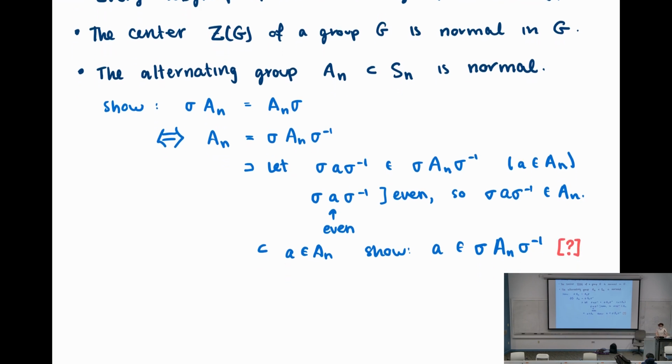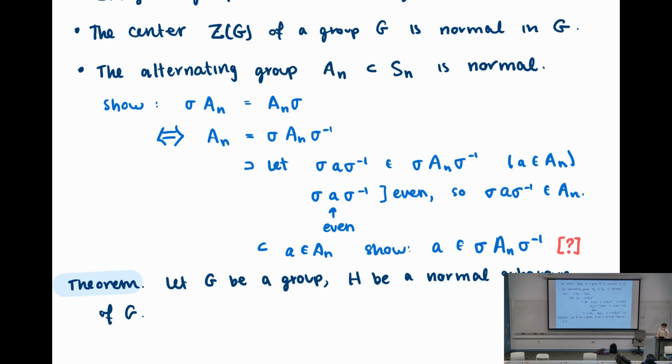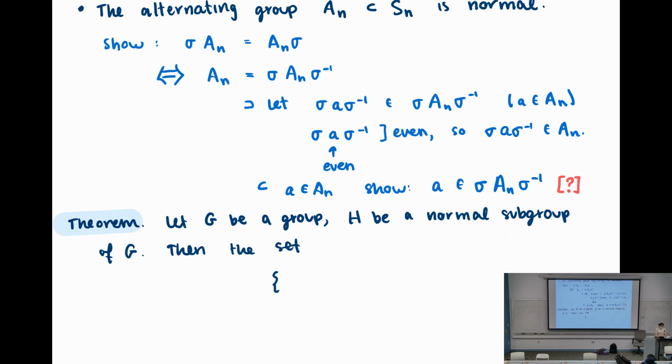Okay, so here's the theorem. Let G be a group and H be a normal subgroup of G. Then the set, so the set is going to be the set of left cosets, aH, such that a is in G. And this set is going to be denoted by G mod H.